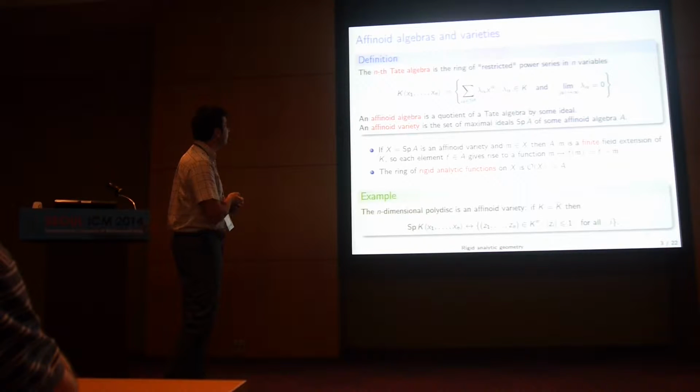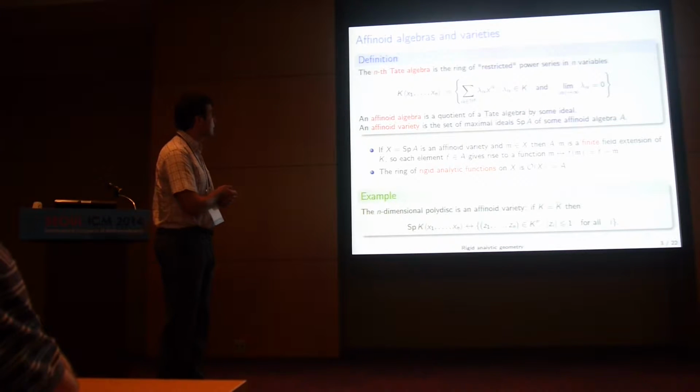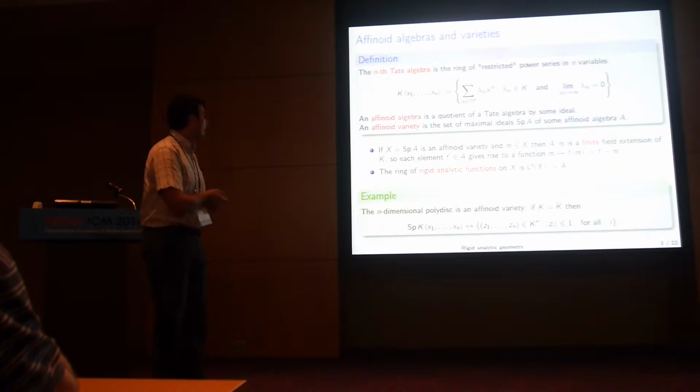If you have an affinoid variety, then you can think of the algebra A that produces it as a space of functions on that variety. By definition, the variety is a set of maximal ideals. Given a function, you can take it mod M, and that will produce an element of the residue field, which by the structure theorem is a finite field extension of the ground field K, so it's some kind of generalized function defined on the function space. And the rigid analytic functions on this X is by definition A again.